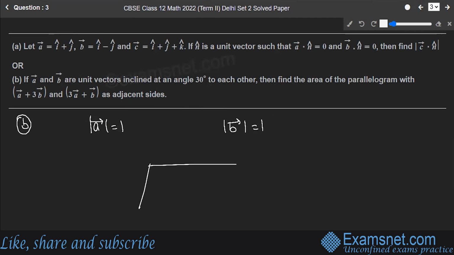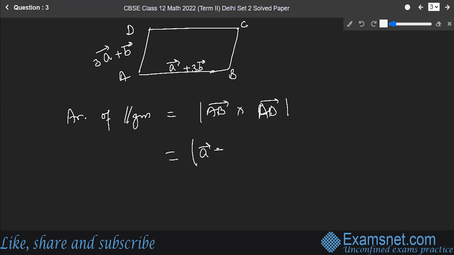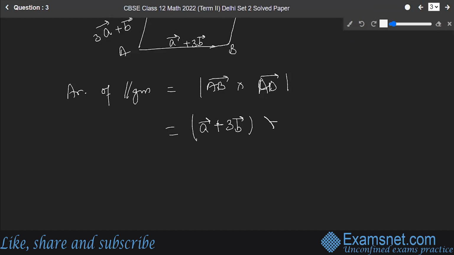Also, if I draw them on the parallelogram, let's say this is A, B, C, D. So this is given by A plus 3B and this is 3A plus B vector. Area of the parallelogram is given by the magnitude of the cross product of AB and AD. So this is A plus 3B cross 3A plus B.